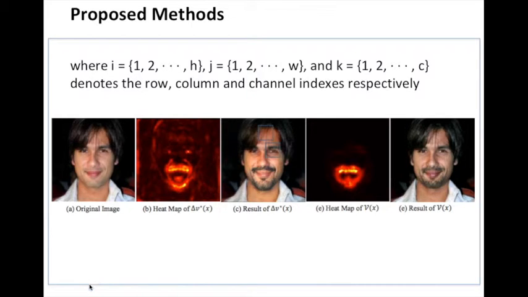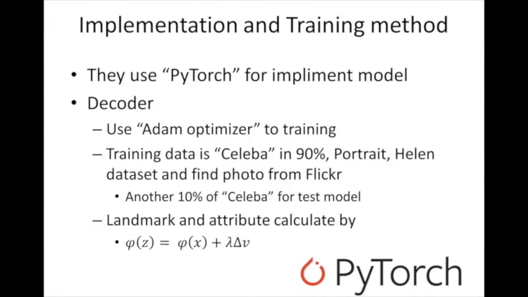Okay, in the figure below, they used PyTorch for implementation. PyTorch is a deep learning framework which can reduce the amount of coding. They train using the Adam optimizer. The dataset used for training collects images from CelebA, portraits, and Flickr images. Landmarks and attributes were calculated using this function.